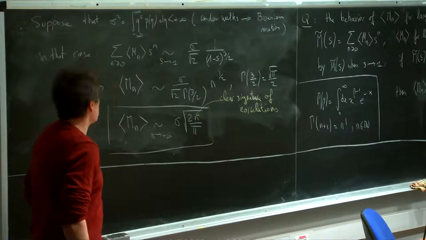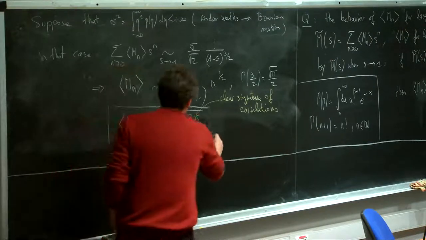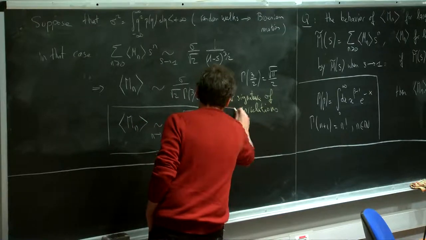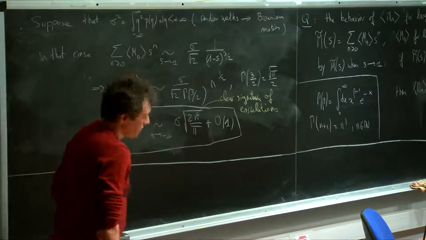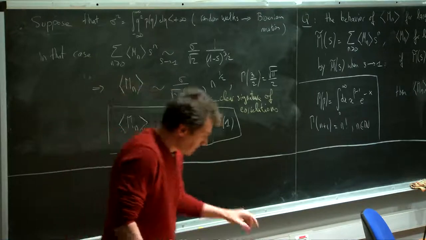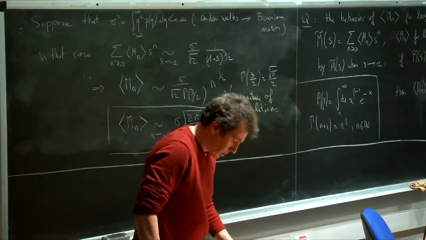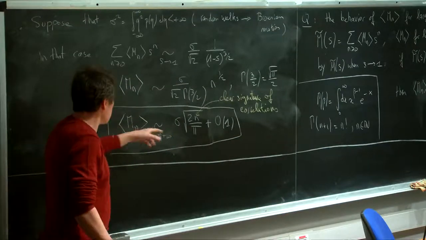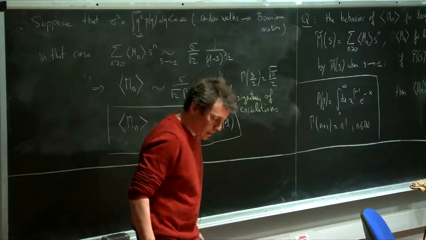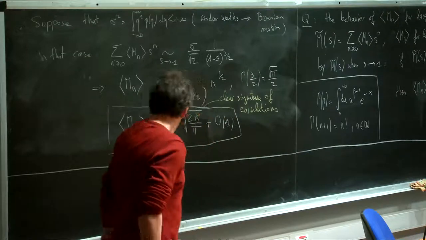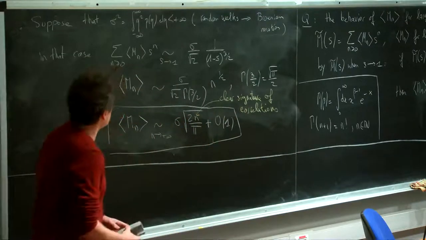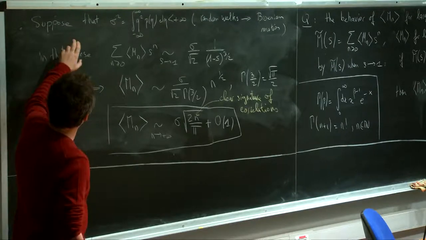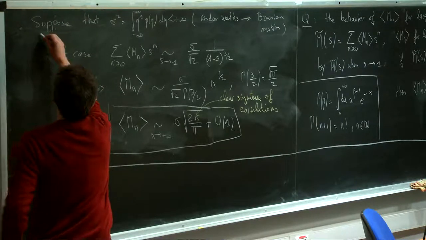In fact, you can even compute the correction here. The correction is of order 1. This is something that you can compute explicitly. There is a nice paper by my colleagues from Orsay, Alain Comtet and Satya Majumdar, who did this very nice computation using this formula. So that's for the case of sigma squared finite.